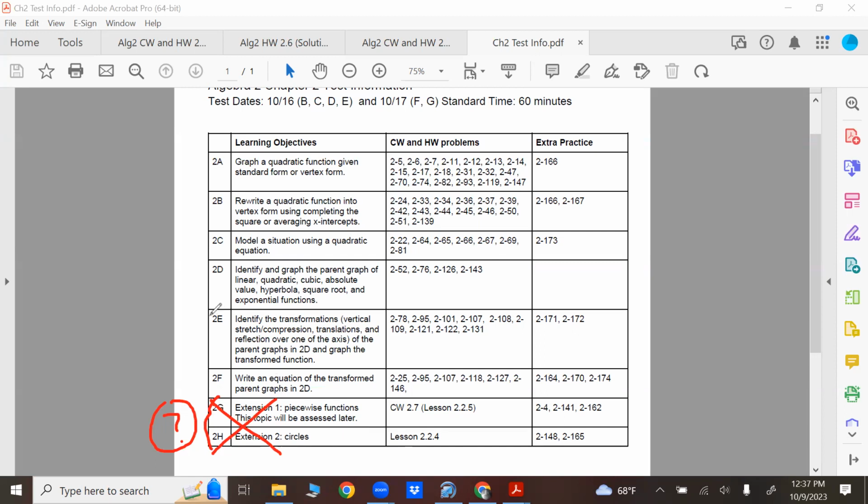But the other, yes, are identify transformations. Yeah, write an equation. So this would be given a description. Let me write this better, sorry.